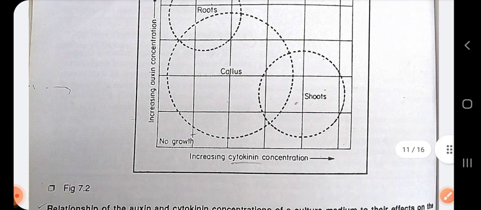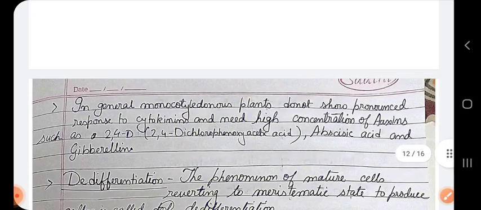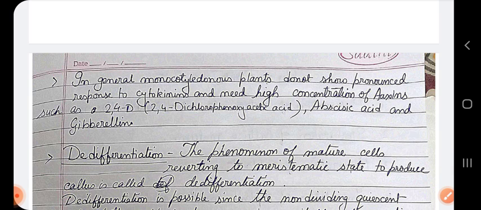Okay, what about monocotyledonous plants? Now, in general, monocotyledonous plants do not show pronounced response to cytokinin, and they need high concentration of auxins like 2,4-dichlorophenoxyacetic acid, which can be employed at high concentration for induction of shoots and roots in monocotyledonous plants. You can also use abscisic acid and gibberellins as well for induction of roots and shoots in monocotyledonous plants.